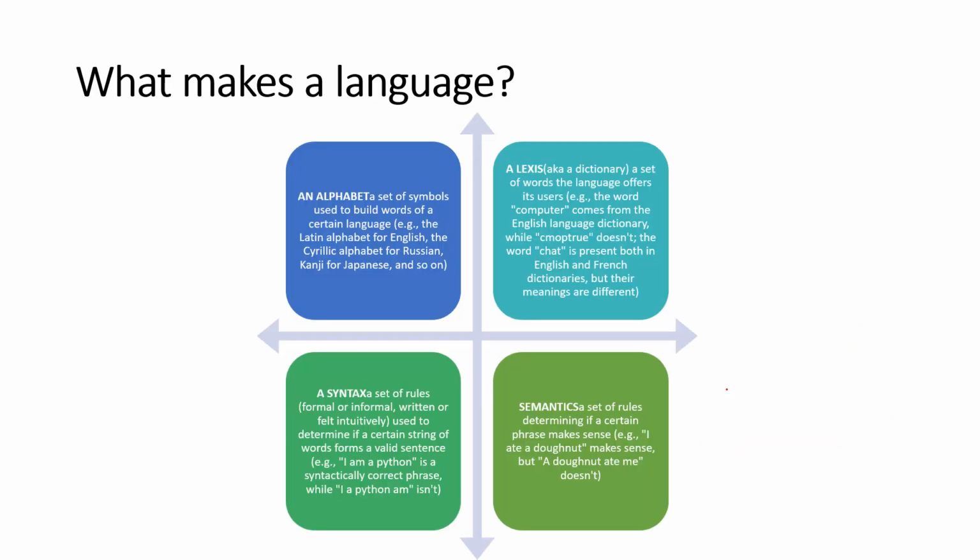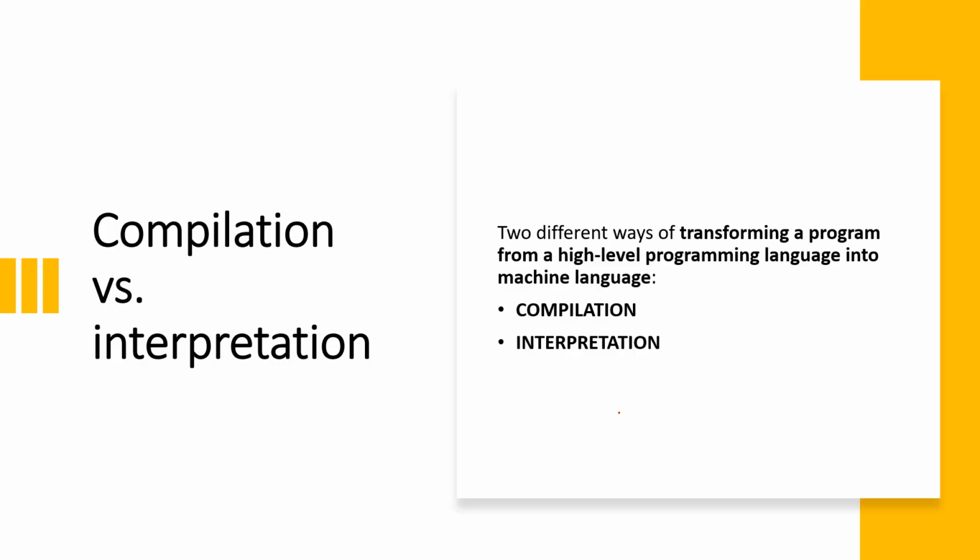Now, what makes a language? Primarily, an alphabet, a set of symbols used to build words. Then a dictionary, the words that a language offers; for example, a computer has an English dictionary, while a capture doesn't. Then a syntax, a set of rules, formal or informal, and semantics, determining if certain phrases make sense. These are the basics of what makes a language. We need to spend more time learning it, and these pointers will help all of us.